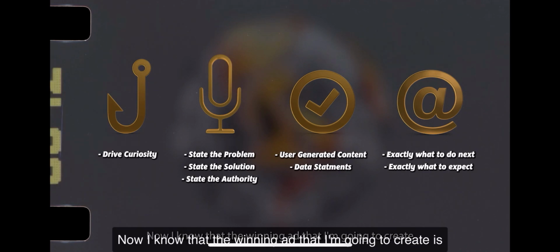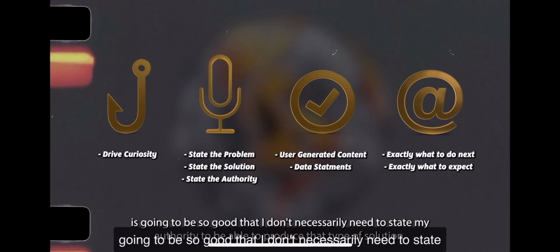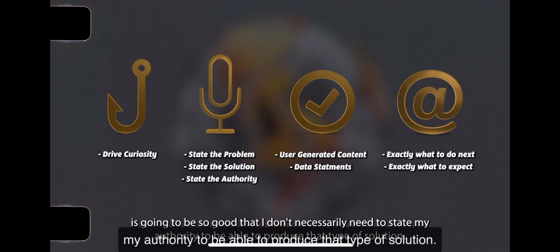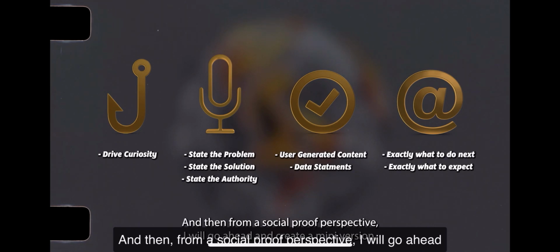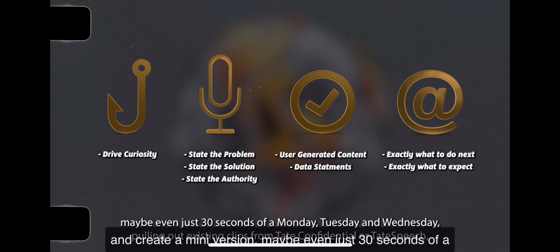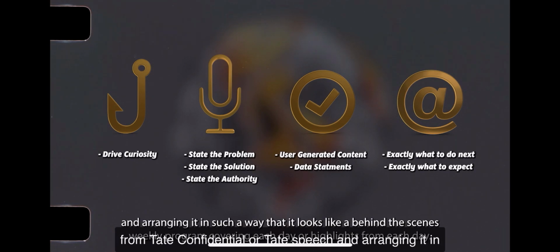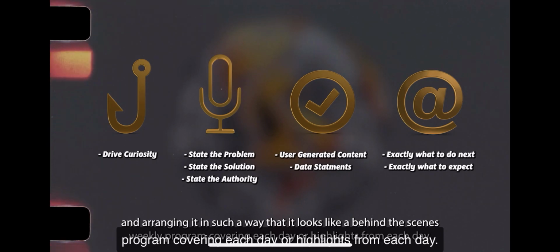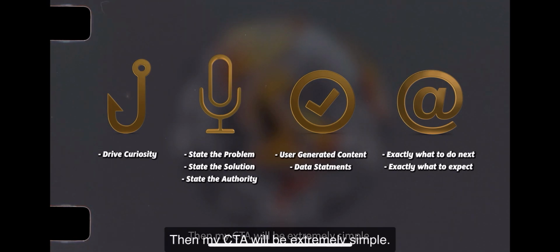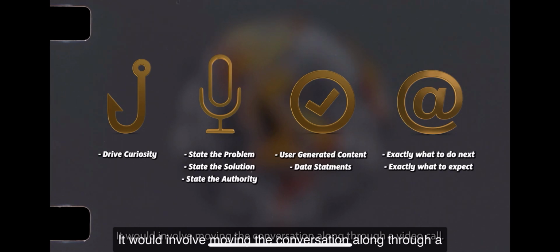Now, I know that the winning ad that I'm going to create is going to be so good that I don't necessarily need to state my authority to be able to produce that type of solution. And then from a social proof perspective, I will go ahead and create a mini version, maybe even just 30 seconds, of a Monday, Tuesday, and Wednesday, pulling out existing clips from Tate Confidential or Tate Speech and arranging it in such a way that it looks like a behind the scenes weekly program covering each day or highlights from each day. Then my CTA will be extremely simple. It would involve moving the conversation along through a video call.